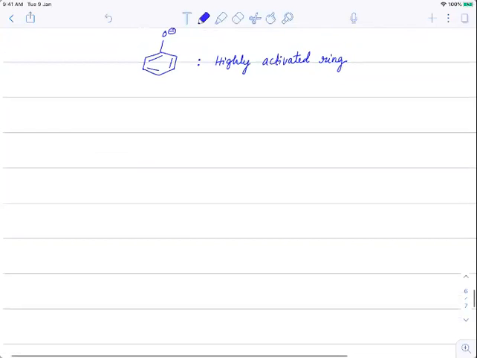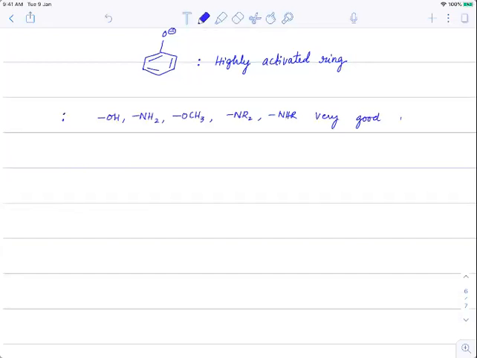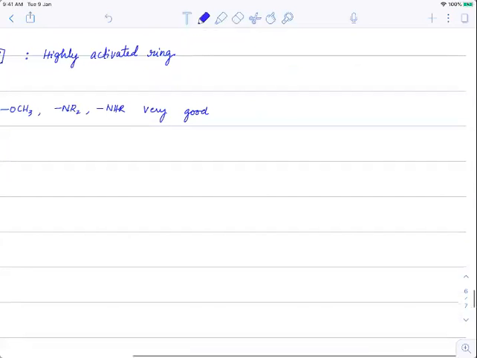Just to remind you, OH, NH2, OCH3, NR2, NHR. These are all very good donating groups.